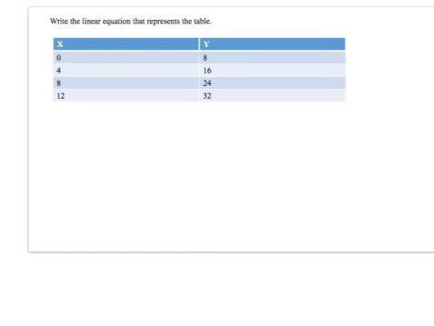Okay, another example here. So find the pattern in our x, or in the pattern of our domain. So 0 to 4 to 8 to 12. So it looks like we're adding 4 there. And then the pattern in the range, so 8 to 16, 16 to 24, 24 to 32. Looks like we're adding 8 there. So that's what helps us find our rate of change, or our slope.